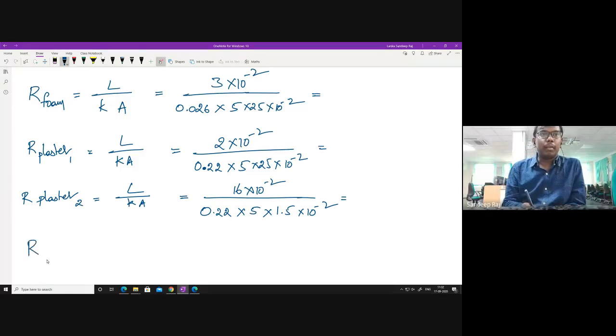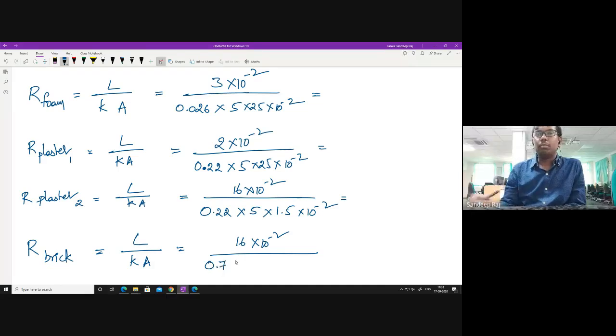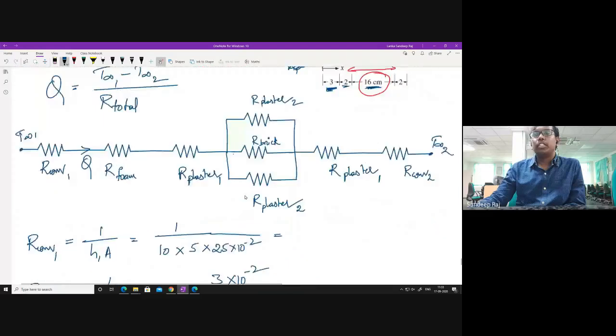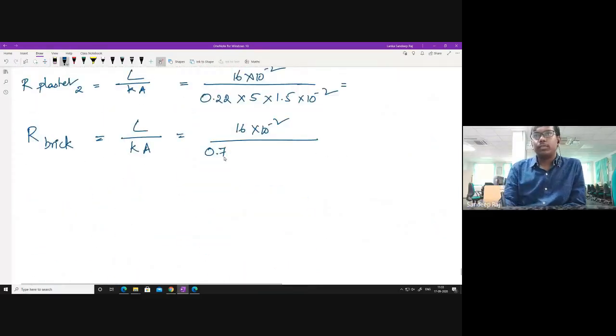And then R brick. See, only areas are important here. Areas, the dimensions, all the geometry things should be taken care of very well. L again is 16 centimeters in this case, similar to the previous one. K of brick is given as 0.72.